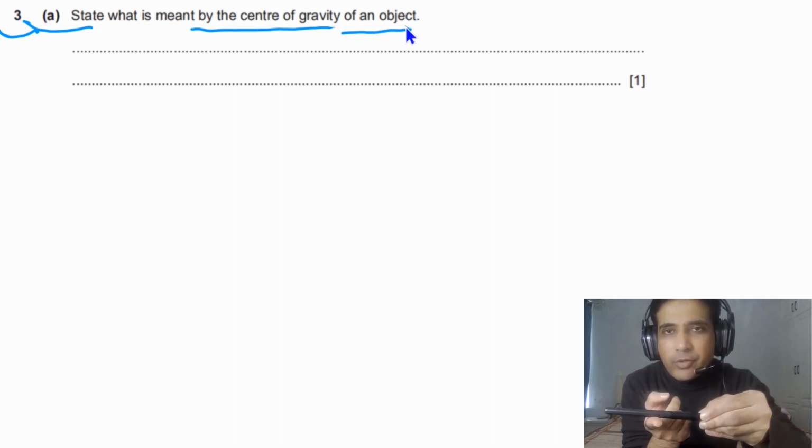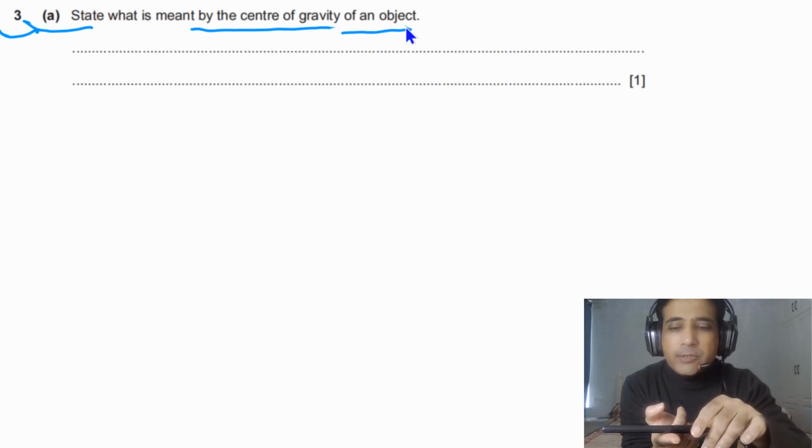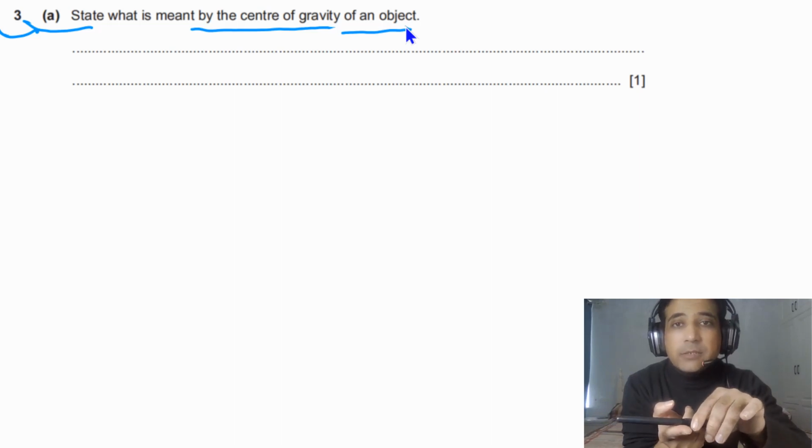I will reach a point, and if I apply a single force at that point, there will be no turning effect. And that single point is this one. So you can see at this point, I'm applying a single force acting vertically upward, and there is no turning effect. So this is the center of gravity of this pen. Center of gravity can be outside of the body, or it can be inside the body. Now let's go back and try to write down the answer for this question.